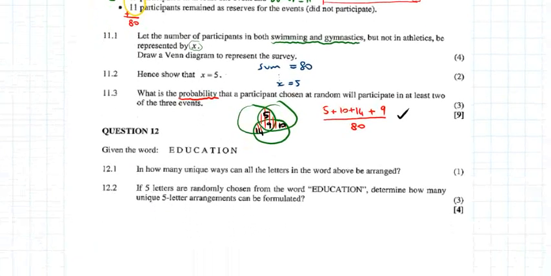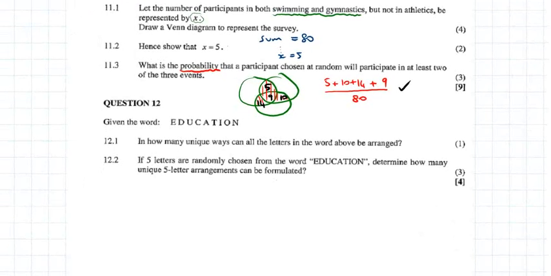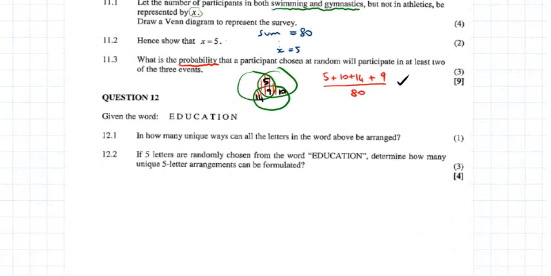Okay, education: how many unique ways can the letters above be arranged? In such questions, we just check, is there any repeated letter? There is no repeated E, D, U, or whatever. Nothing is repeated. So it's 1, 2, 3, up to 9 letters. Because they are all different letters, it's like 9 people and 9 chairs. So basically, you just say 9 factorial.